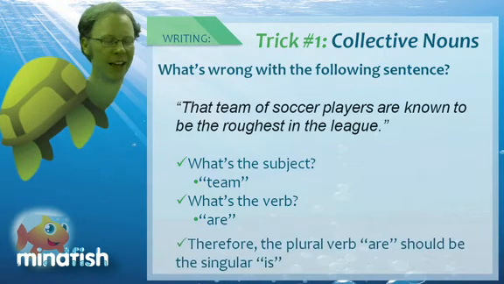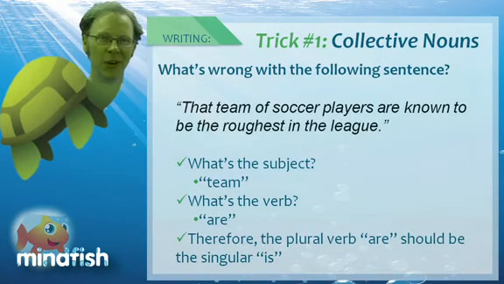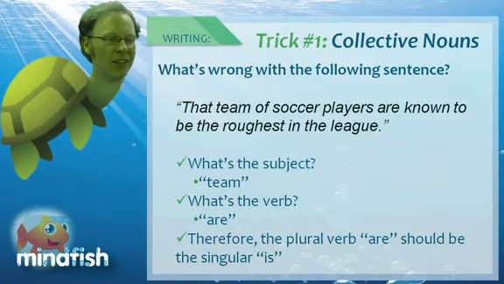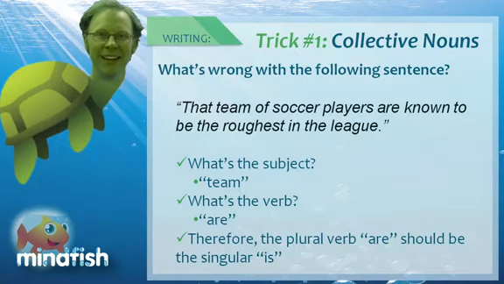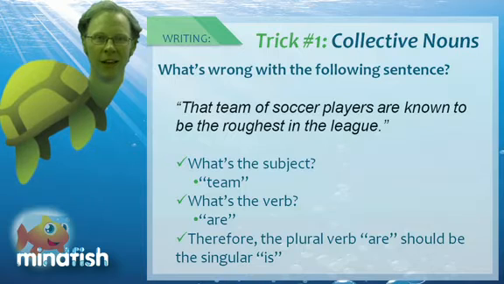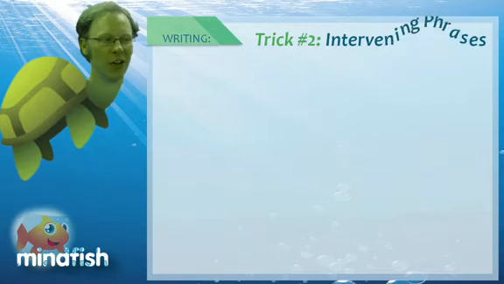And this is a pretty sneaky little trick on the part of the test makers. The phrase of soccer players is plural and is deliberately inserted between the singular subject team and the plural verb are so that we get used to the plural sound and think that are is correct. But as you noticed, and I agree, are should be is in this sentence. Let's look at another one.